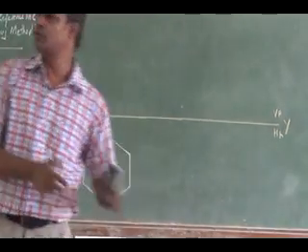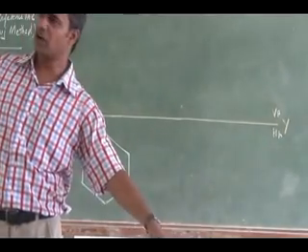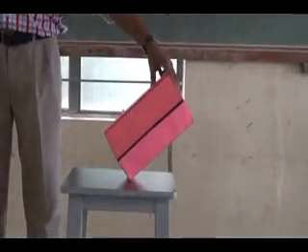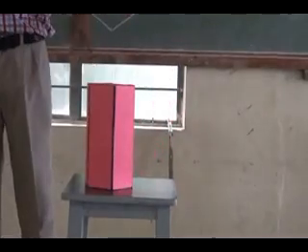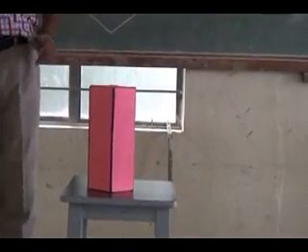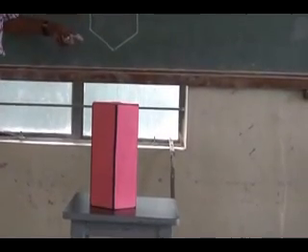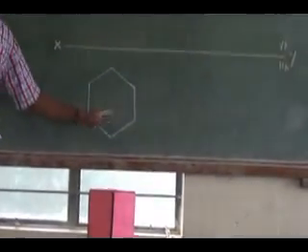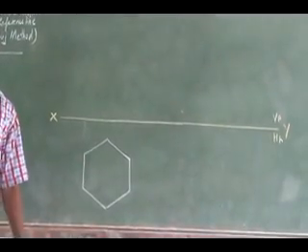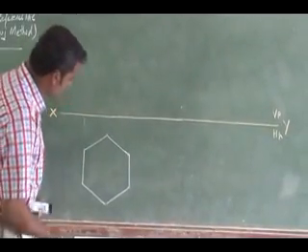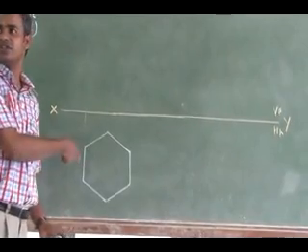This is a simple position I am drawing. It is resting on HP like this, and I am assuming that it is perpendicular to HP. If it is perpendicular to HP, the true shape of the base will be on the HP. So I have to draw the true shape on HP like this. This is the hexagon I have drawn. So both the bases will coincide here.